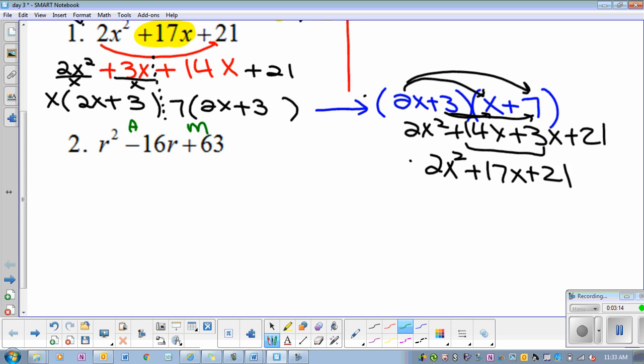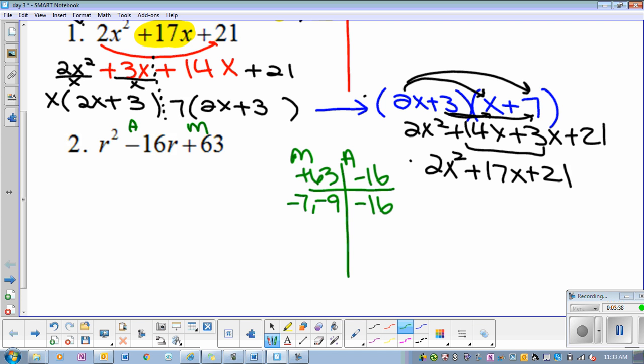This is AM. I don't have a number in front, right? It's just 1. So T-chart. 2 numbers that multiply to give me a positive 63, but add to give me negative 16. Negative 7 and negative 9. It doesn't matter what order it's in, right? Doesn't matter. Okay. So this one, you could do the same thing.